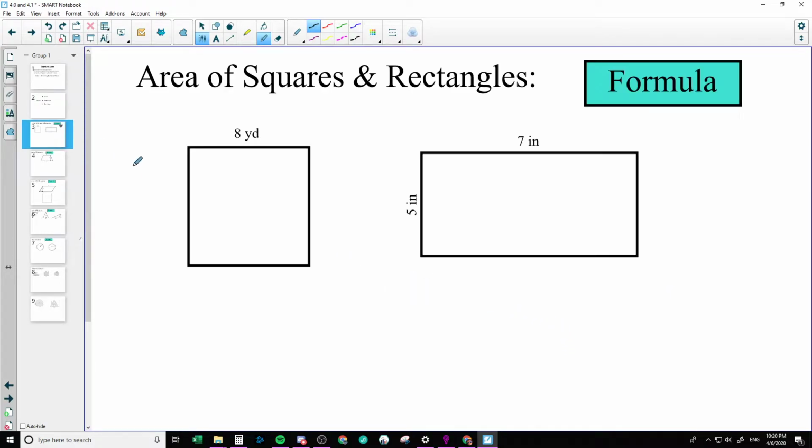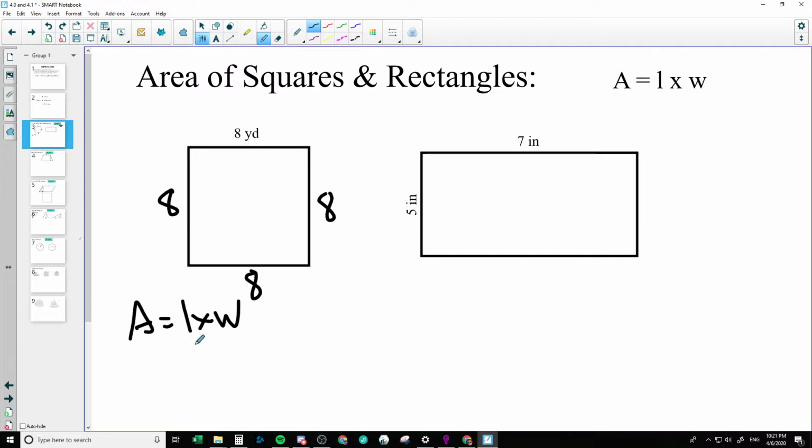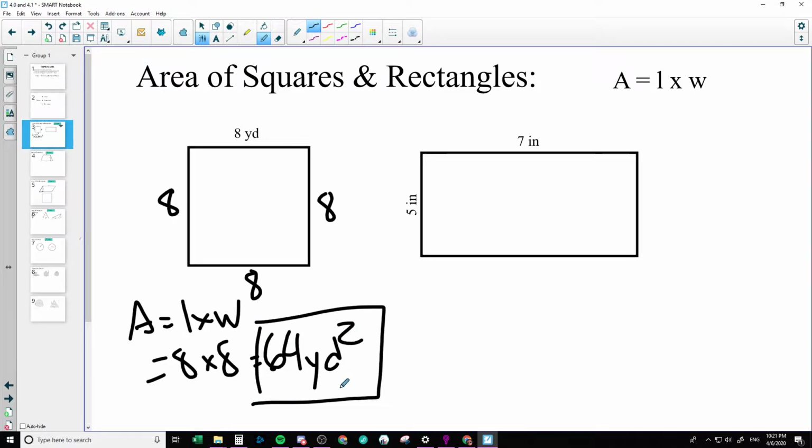Okay, so let's take a look at these shapes that we have to review. The first ones are squares and rectangles. The formula for this one you probably remember, and that is area equals length times width. So let's practice this. This is a square, which means that each side measures the same as this side here. So each side is going to be 8 yards long. So area equals length times width equals 8 times 8, which is 64 yards squared. That's our answer for the area of this square.